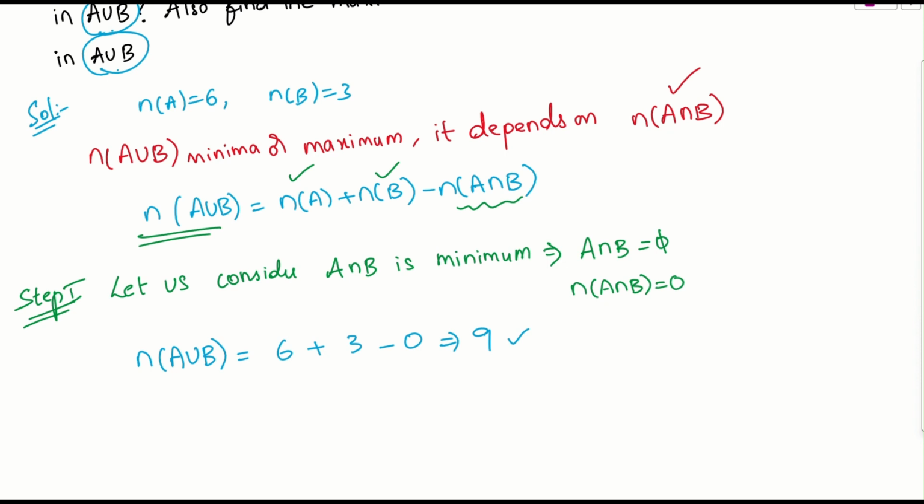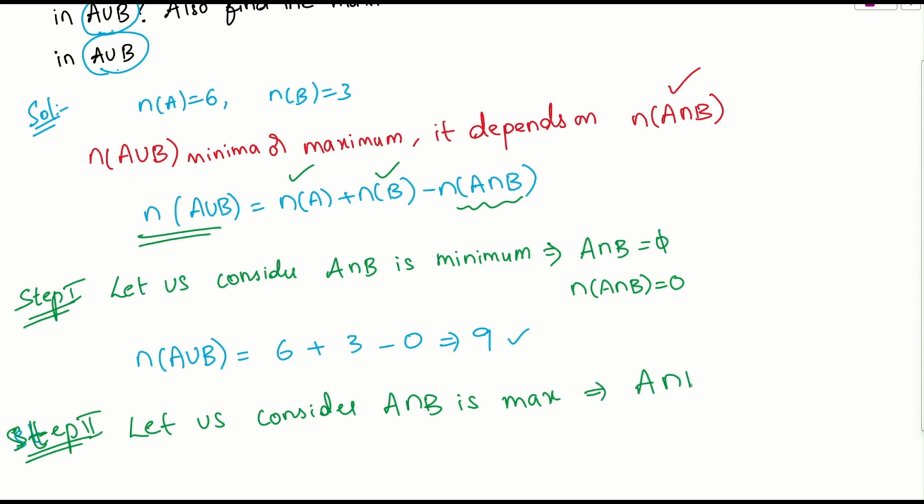Now let us consider the next case. We can get the minima, or we may get the maxima also. What is step 2? Let us assume that the intersection is maximum. If so, the A set contains 6 elements and the B set contains 3 elements, right? What is the maximum intersection?